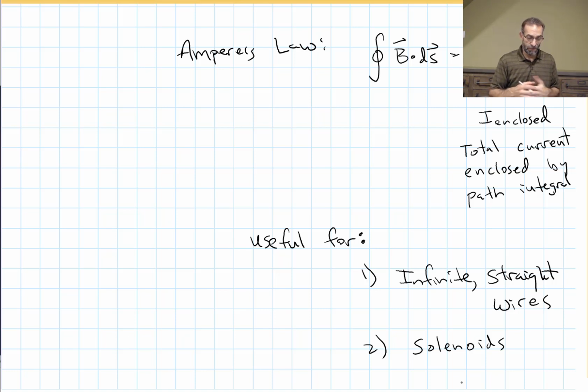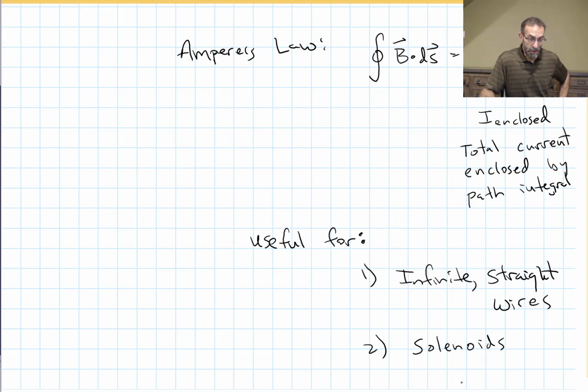Now, for the first case, we could have just integrated over that field anyway from minus infinity to positive infinity, right? Integrated over the current path, I should have said, from minus infinity to plus infinity. And we can get the answer. We did it earlier today. But this is a little quicker and easier. The solenoids, I'll show you an example of that. Very nice way to get the magnetic field inside of a solenoid.